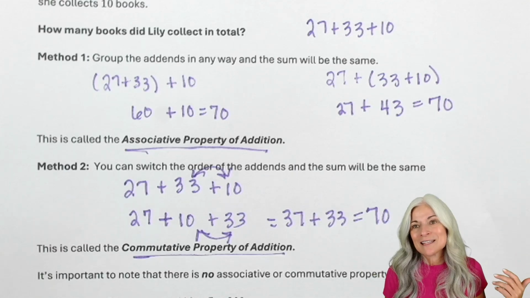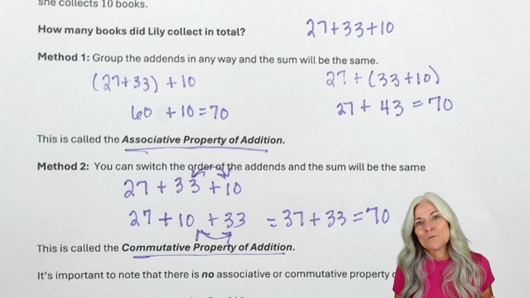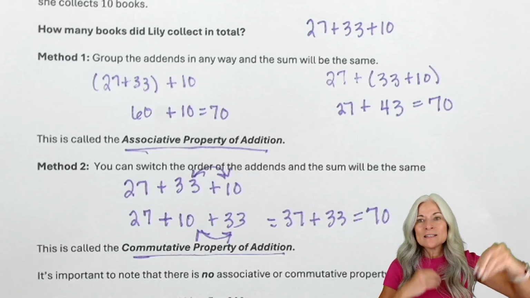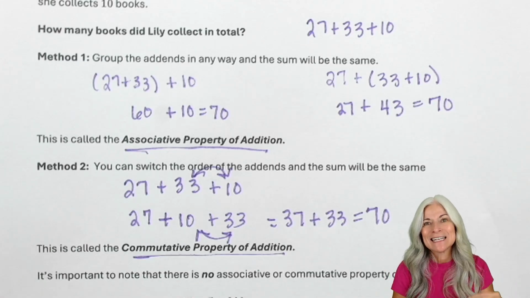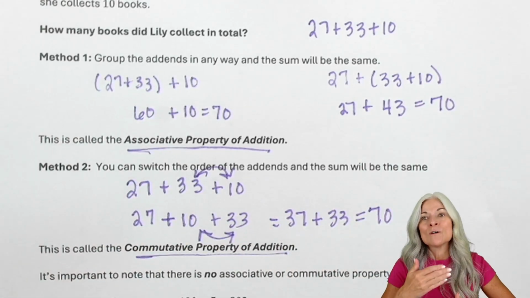You tell students, like, they may have been familiar with commuting to work or commuting somewhere. When I commute, I start at one place, I go somewhere different. So things change places. Order doesn't change with associative. With commutative, the order changes.